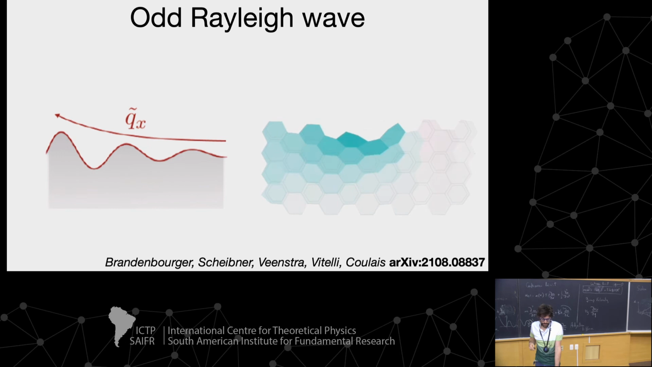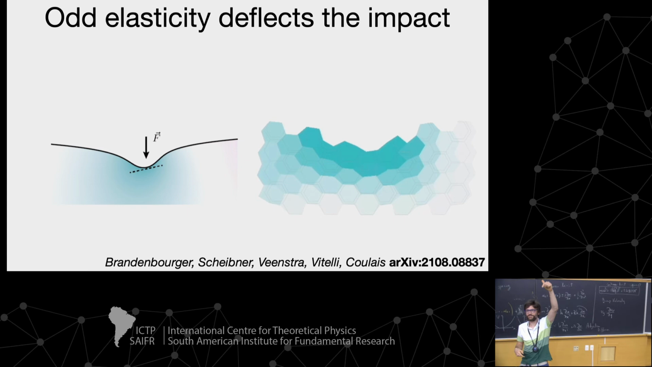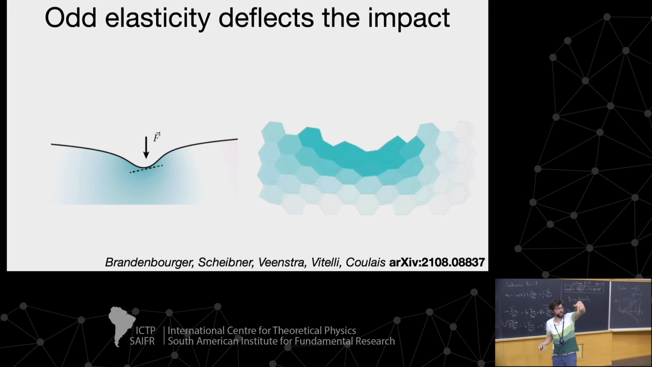You can also do the same with the response to a point particle. Again, open your Landau-Lipschitz, make your elastic modulus odd, and you can see that the response to a point indentation will have this asymmetry, and somehow you can also rationalize why the object deflects thanks to that. Okay?